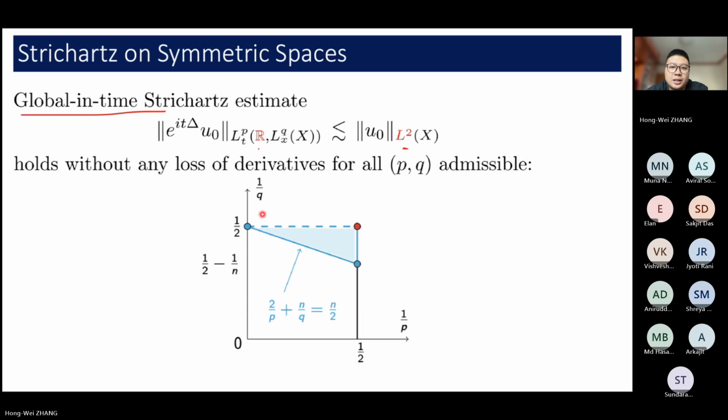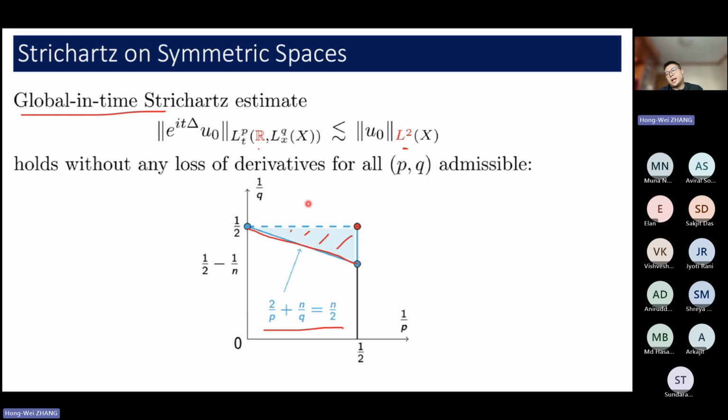And the good part is that the admissible set is considerably larger than in the Euclidean setting. In the Euclidean setting, we know that (p,q) should satisfy this equality, which means that (p,q) is on this line. But on hyperbolic space, we consider the points inside of this triangle, except for this dashed line.